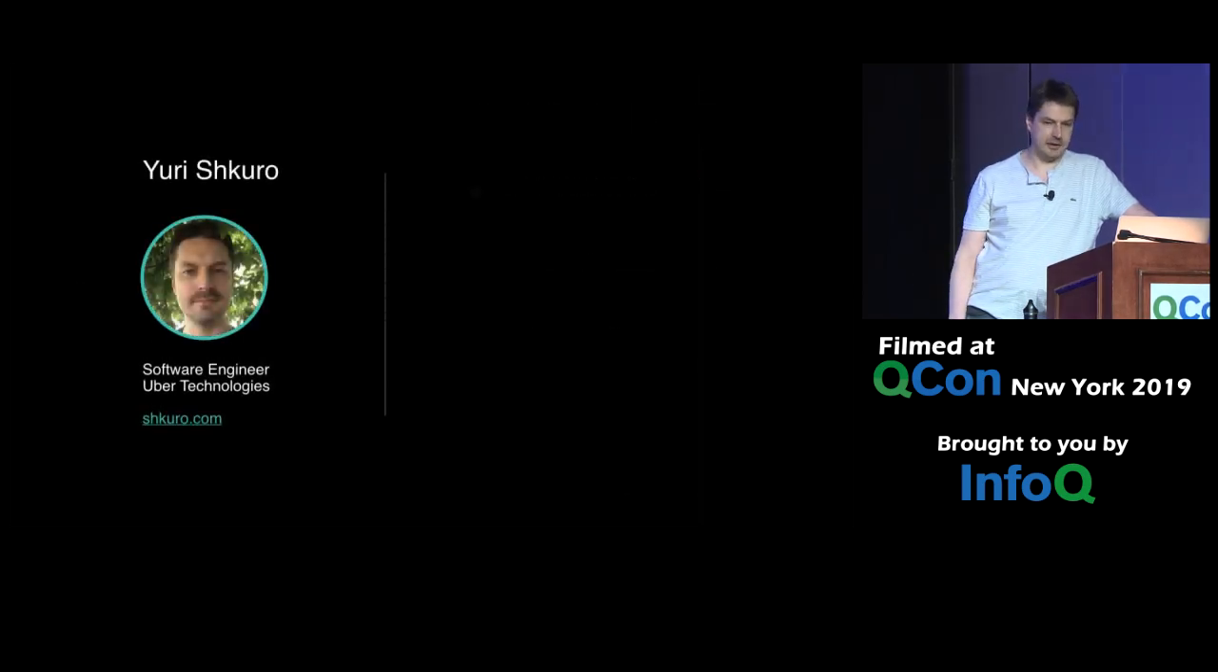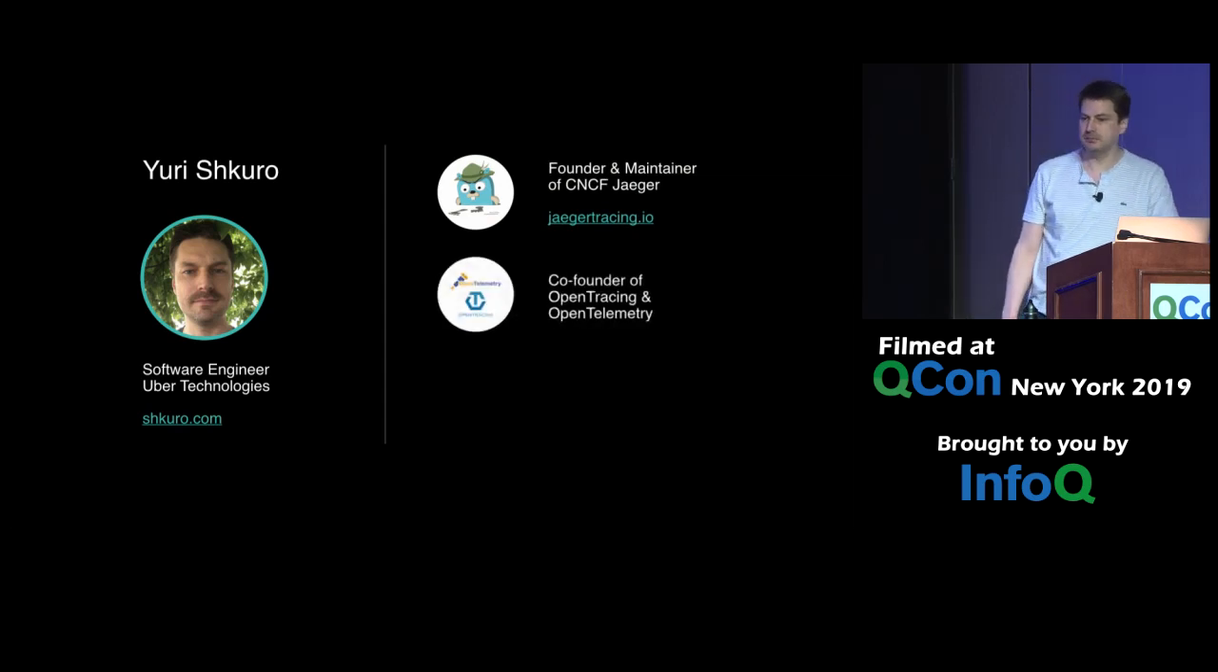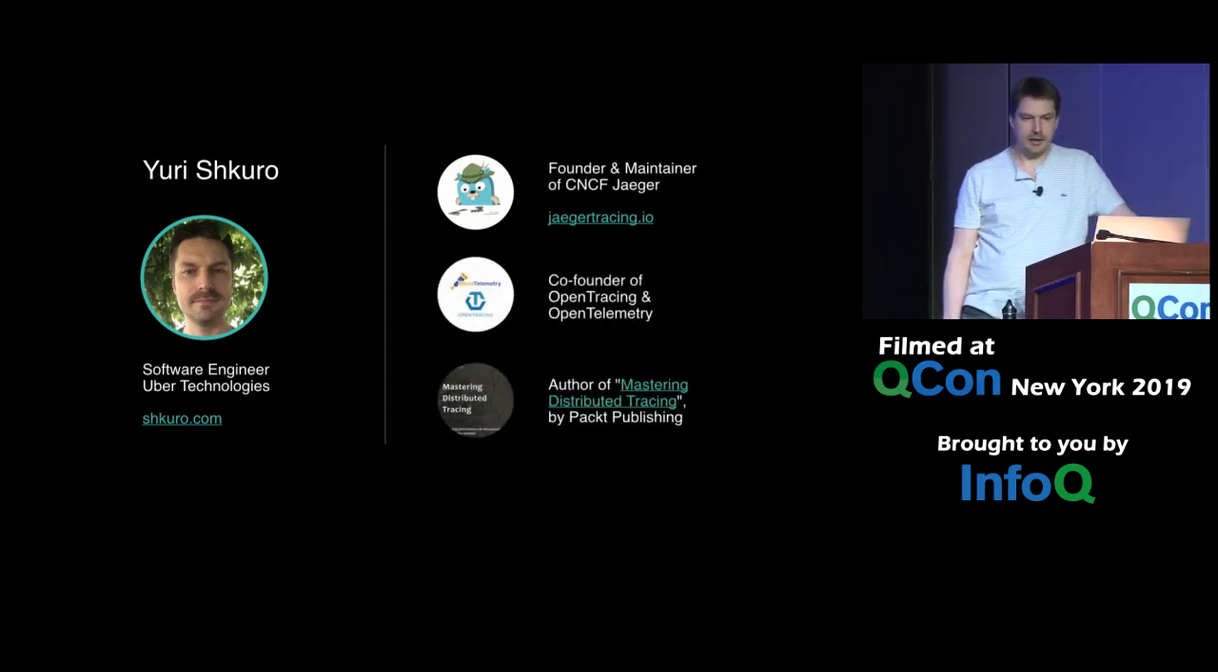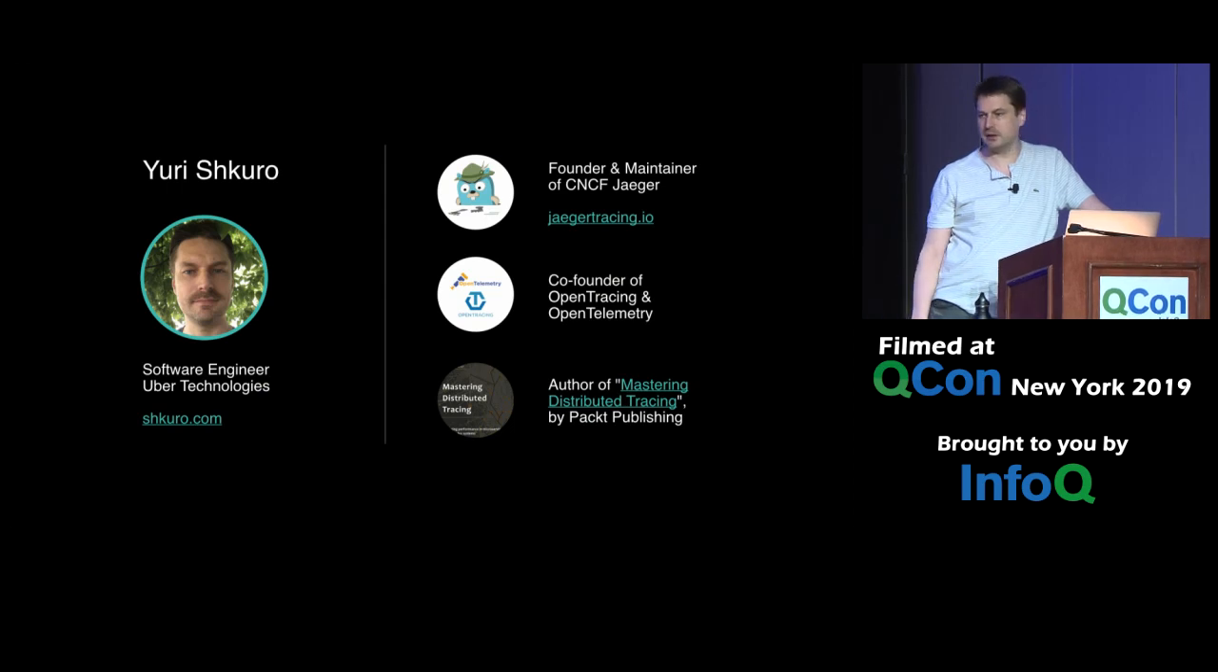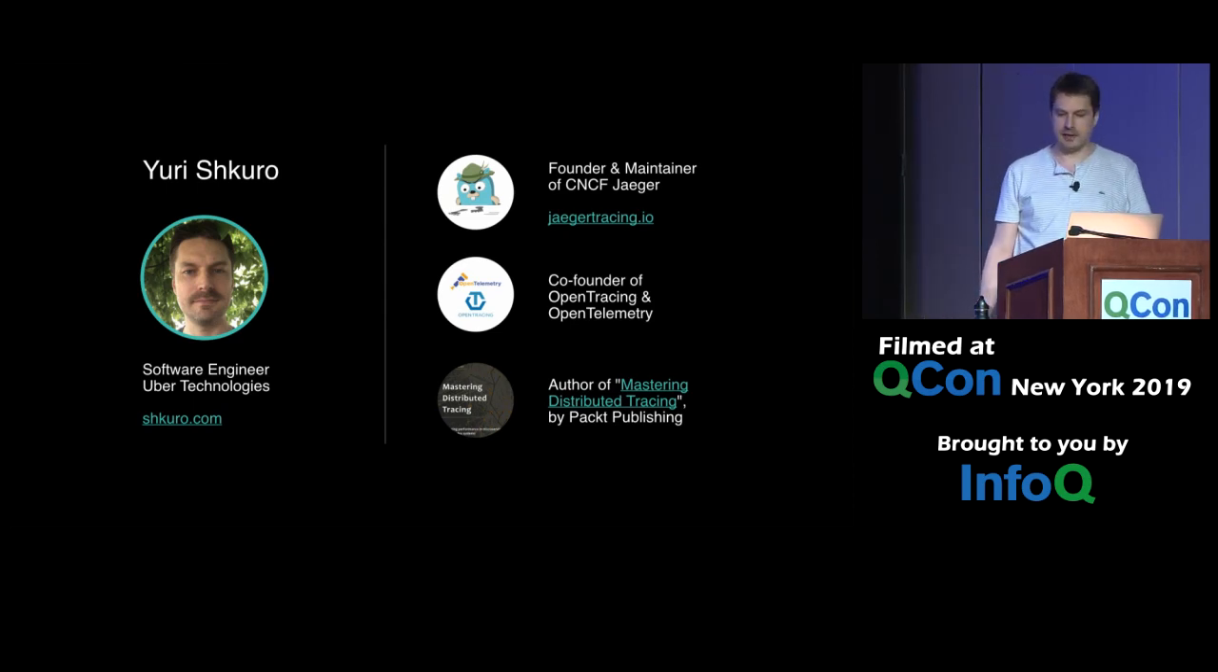So just to introduce myself, as Suzanne mentioned, I work at Uber in the observability team, been there about 4 years. I primarily work on distributed tracing and our tracing system, Jaeger. It's open source. We donated it to the Cloud Native Computing Foundation a couple years ago. I also work with 2 other CNCF projects, OpenTracing and OpenTelemetry, which are the instrumentation side of tracing and metrics. I'll touch on those briefly.